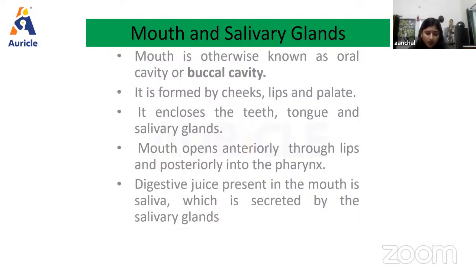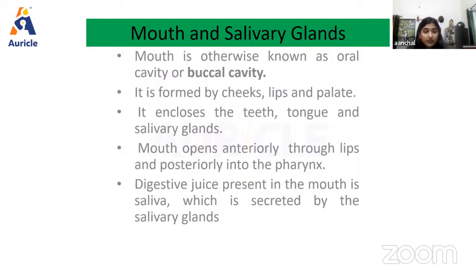Then talking about the processes present in the mouth. First we have mastication. Teeth cut and grind the food. Lips and cheeks hold food in the mouth with the help of the tongue. Muscles of the mouth along with jaw movements help in chewing the food properly and mixing it with saliva. In the mouth, teeth and tongue both are responsible for mixing of food with the saliva.